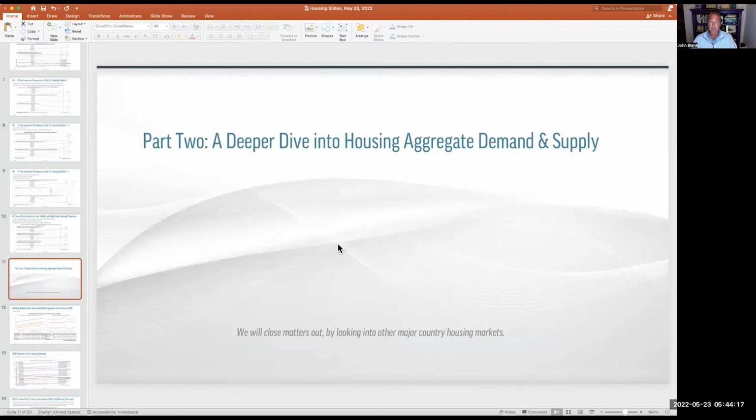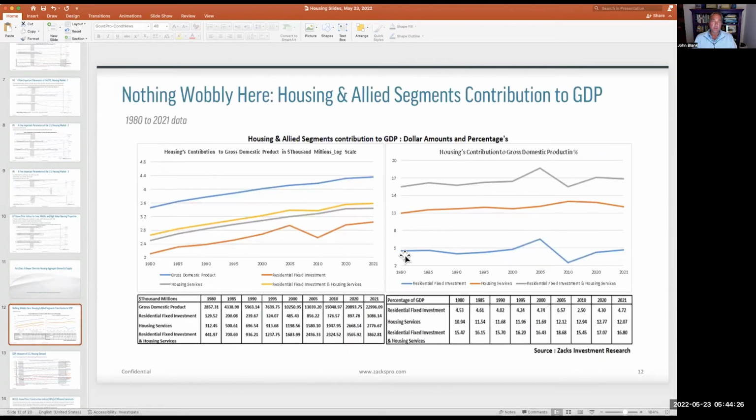A deeper dive into the aggregate demand and supply. So I've taken you through all of the stuff about the individual. I've given you a lot of different points to talk about. Now we're going into the big picture. First of all, housing and allied segments' contributions to GDP for the last 40 years. As you can see, residential fixed investment did take a dive in that 08 period, but it has recovered. That's this line here. And this is really what we want to focus on, is residential fixed investment. We don't want to bother with GDP, and we don't really need to put in all this other stuff.